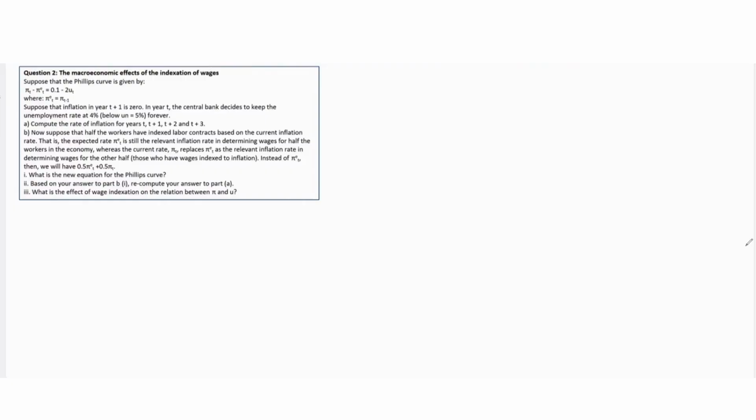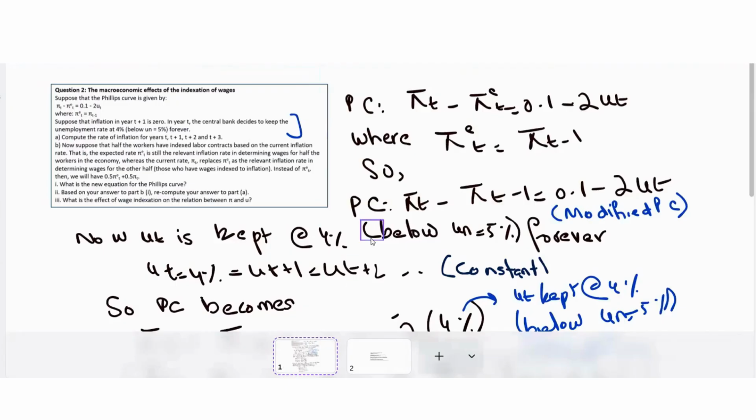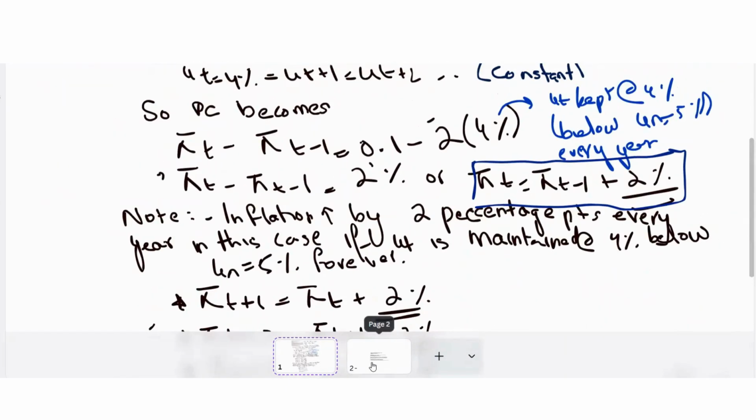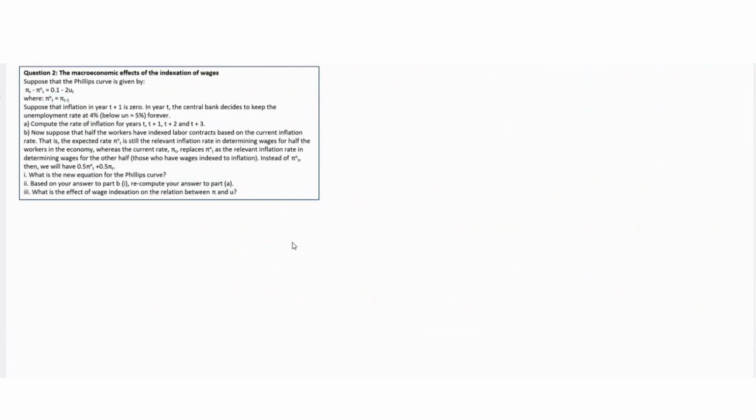In part A, which we have already done in part one, we looked at how we can find the inflation rate for the years that follow: T plus 1, T plus 2, T plus 3, and so on. Right. So now what we want to do is look at how the Phillips curve equation changes once we have wage indexation.